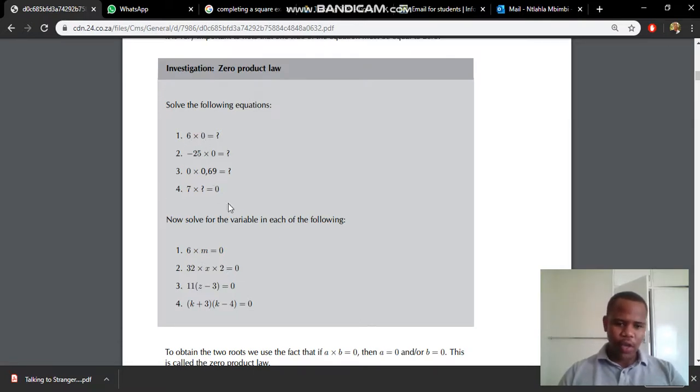But I want us to interrogate what's happening at 4. At 4, we have 7 times something that we do not know, and the answer that we are getting is 0. What must be the value of that something? From what's happening here, we can clearly see that it must be 0. Or if you can't see that, the only time you can get 0 is when you're multiplying something with something that is 0. So 7 is obviously not 0, so this business over there must be 0.